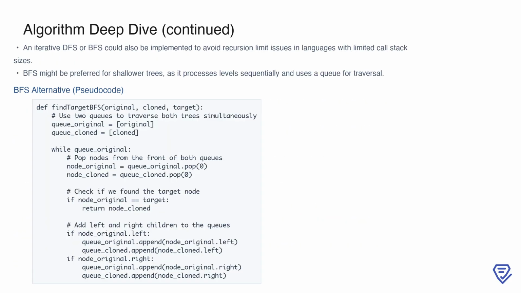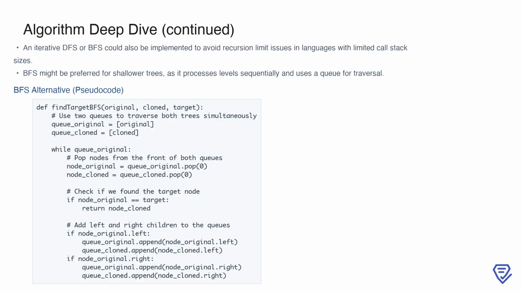While recursion is a natural fit for this problem, it's important to consider cases where recursion might not be ideal, such as when dealing with languages that have strict recursion depth limits. In such cases, an iterative solution using DFS or BFS can be implemented. BFS, in particular, is an alternative that avoids recursion entirely. By using two queues to traverse both trees simultaneously, BFS processes nodes level by level. This approach may be preferred for shallower trees, as it keeps the traversal breadth first and avoids the potential pitfalls of a deep recursive call stack.